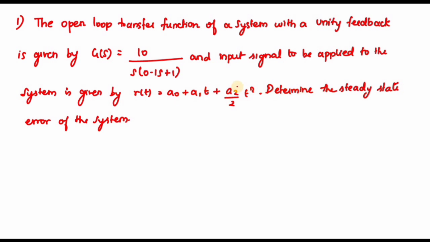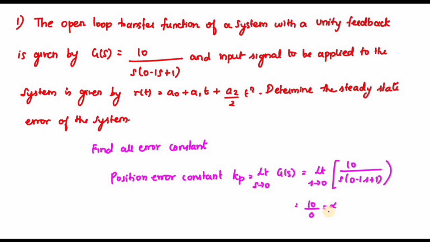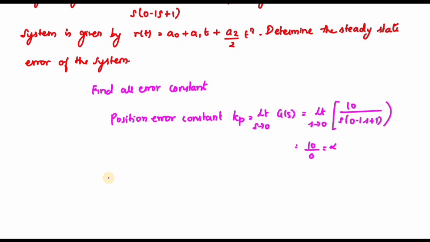So first we need to find all the error constants. First, the position error constant is nothing but Kp, that is equal to limit s tends to 0 of G(s). So the formula, limit s tends to 0, G(s) is 10 divided by s into (0.1s plus 1). If I substitute s into this equation, I will get 10 divided by 0, which is infinity. Similarly, I need to find the velocity constant.